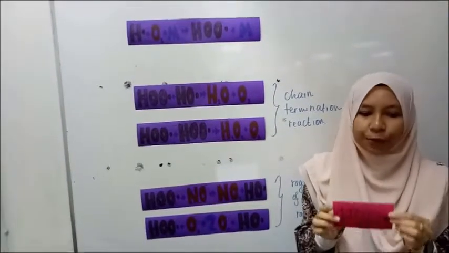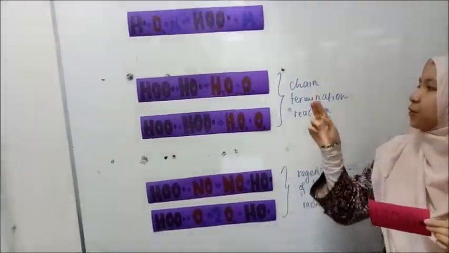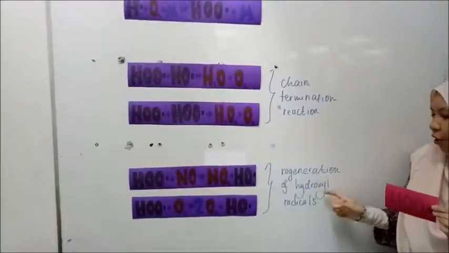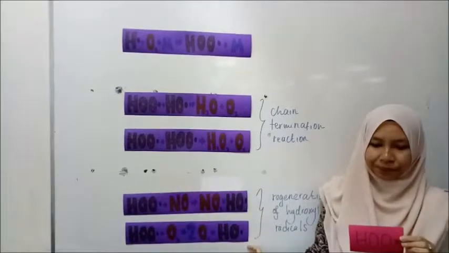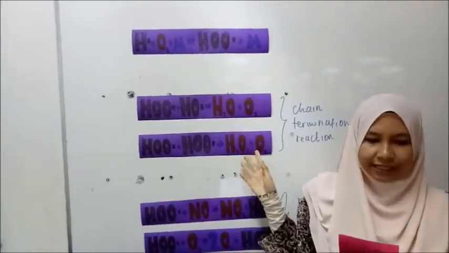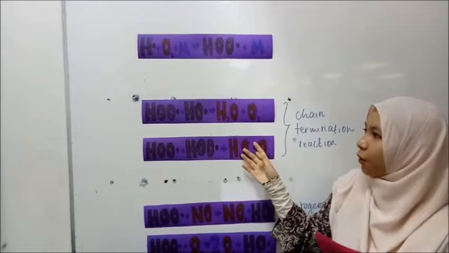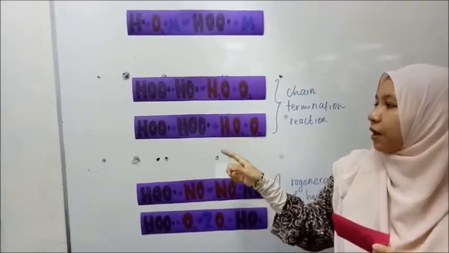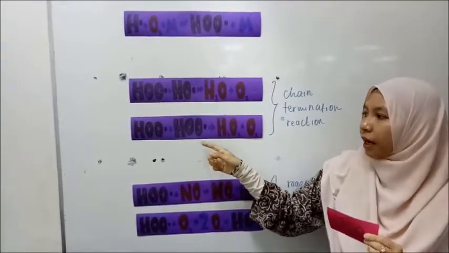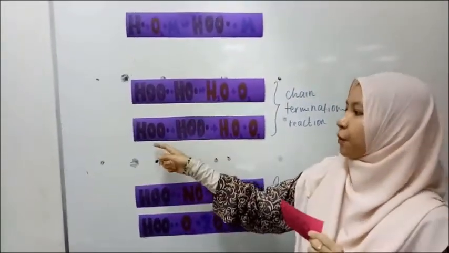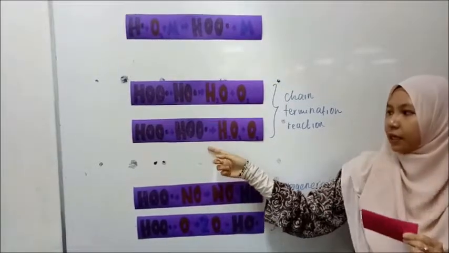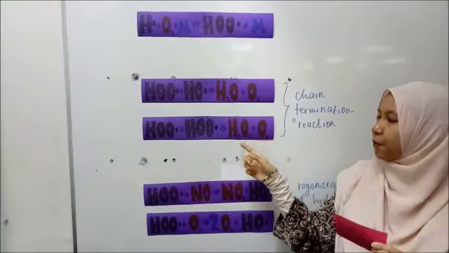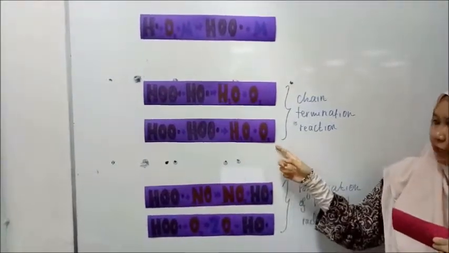This hydroperoxy radical can either undergo a chain termination reaction or a regeneration of the hydroxyl radical. In the chain termination reaction, the hydroxyl radical can react with another hydroxyl radical, or the hydroperoxy radical can react with another hydroperoxy radical to give water and oxygen, or hydrogen peroxide and oxygen gas.